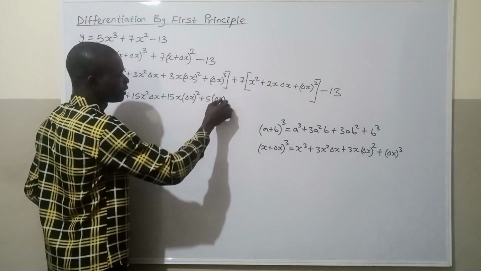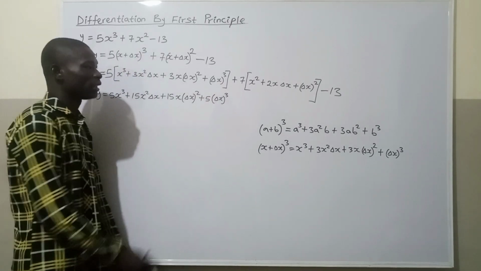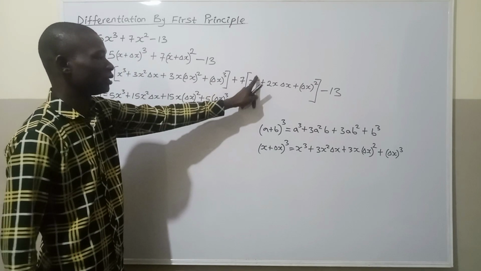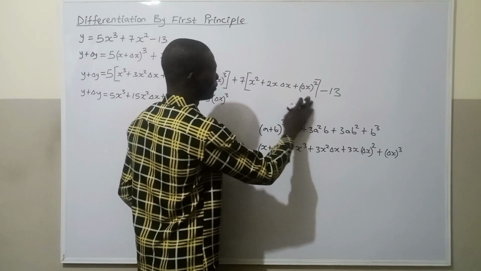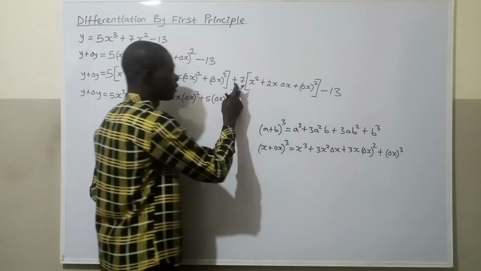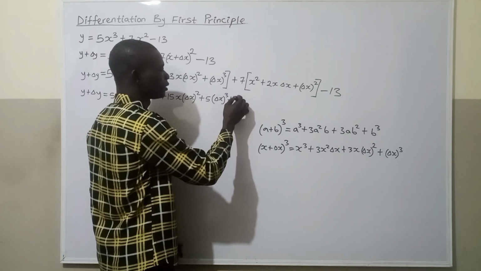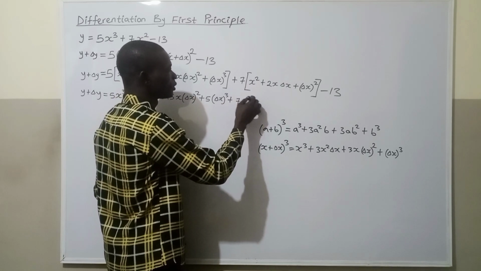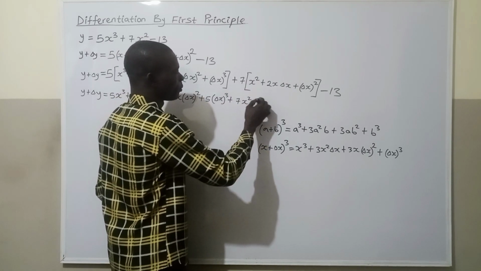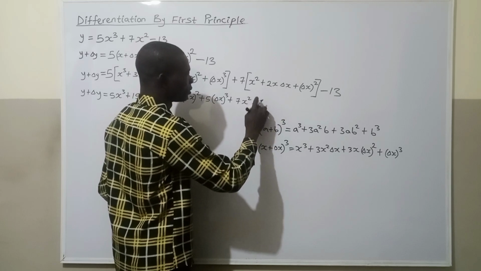And then finally 5 multiplied by this, that's going to be 5 delta x cubed. So the next thing is to expand the second bracket using this 7 that is at the back. So in the expansion, 7 multiplied by x squared, that's going to be plus 7x squared. And then plus 7 multiplied by 2x, that's going to be equal to what?